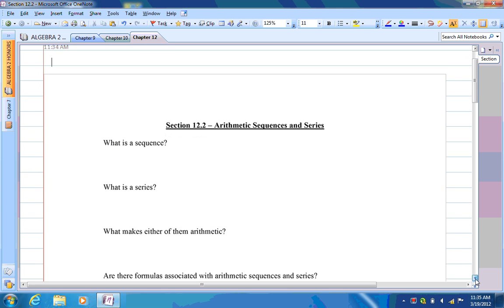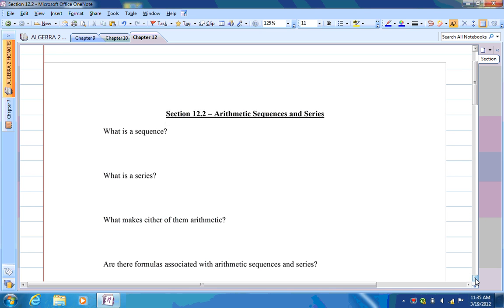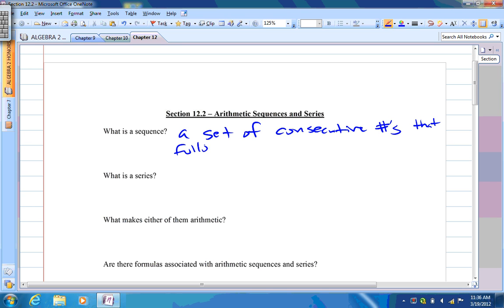So I think the first order of business is we've got to talk about what is a sequence. A sequence is simply a set of consecutive numbers, let me rephrase that, a set of consecutive numbers that follow a certain pattern. So that's what's considered to be a sequence.